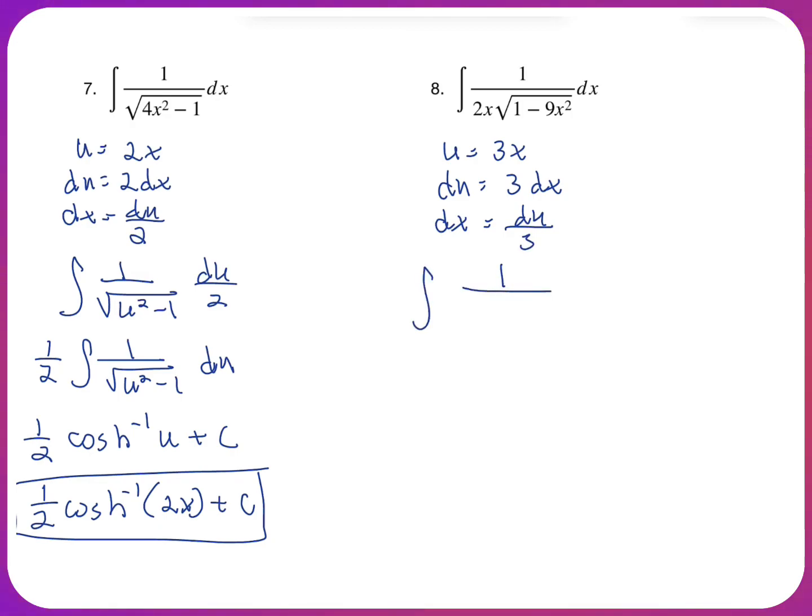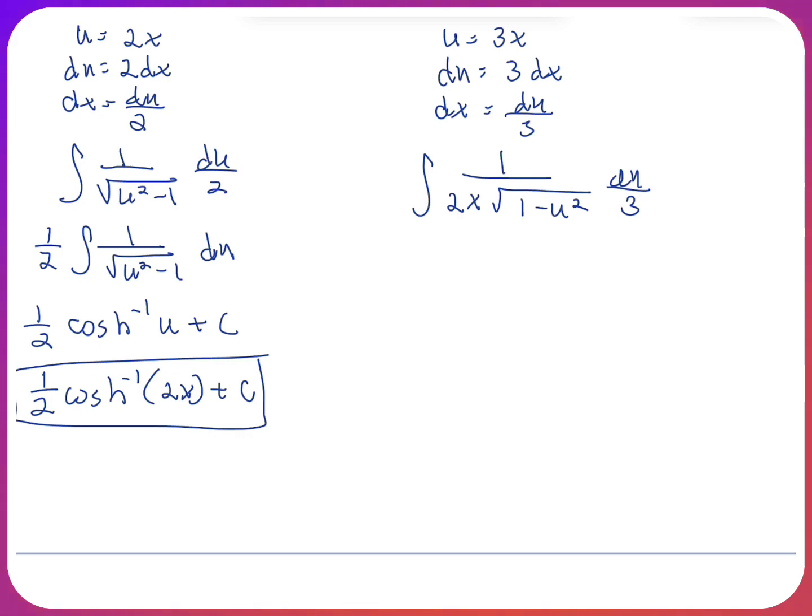So that's equal to the integral of 1 over 2x, the square root of 1 minus u squared, du over 3. I still have a problem. This does not equal the form. It's close to the integral of 1 over u, the square root of 1 minus u squared. So I need to get u in front of that square root symbol, and u, remember, is 3x. I need a 3x. Then I remember that if I multiply 2x times 3, that's the same as multiplying 3x times 2. So I'm going to switch my 2 and my 3.